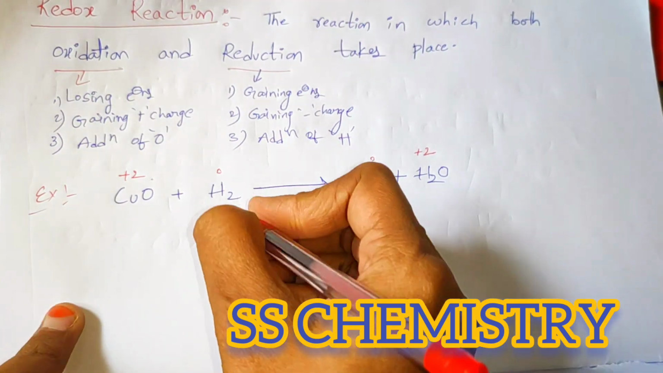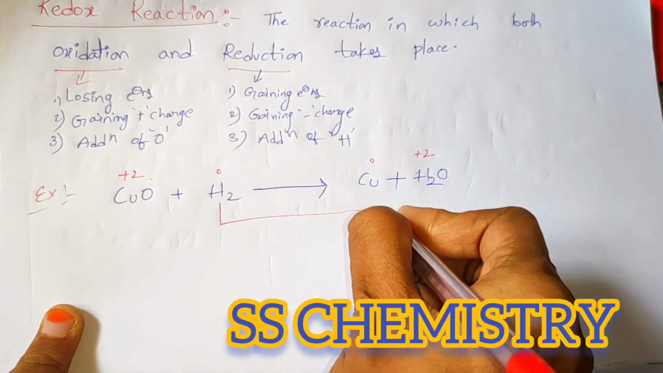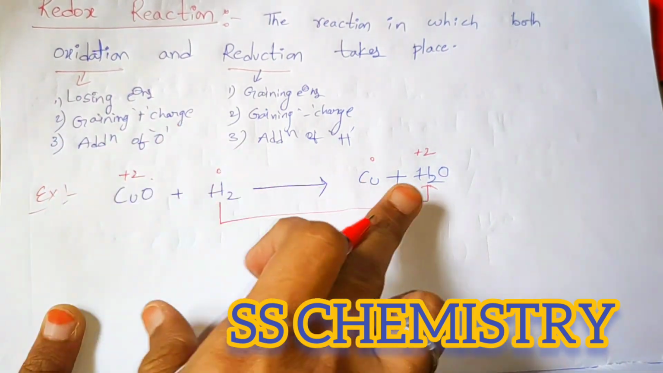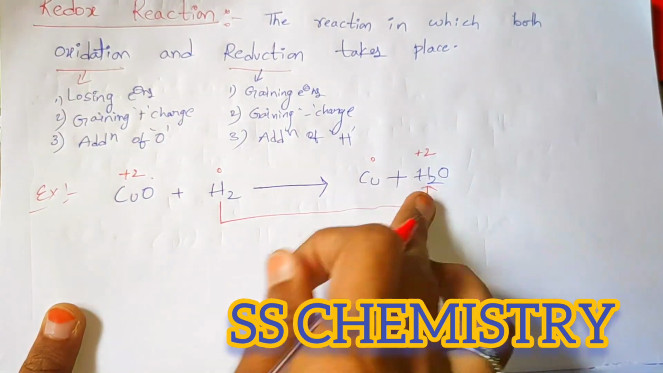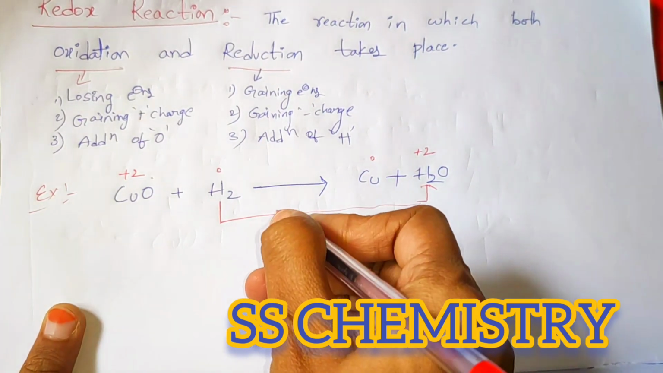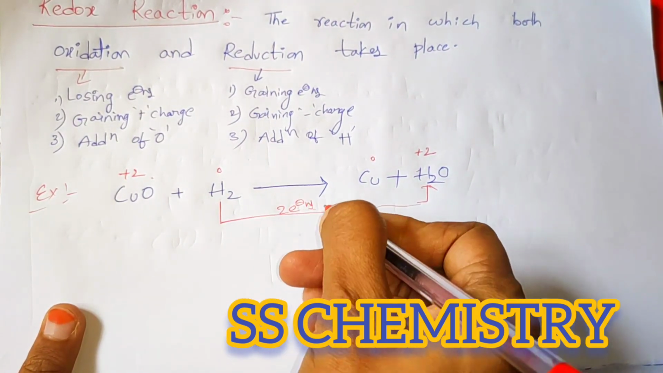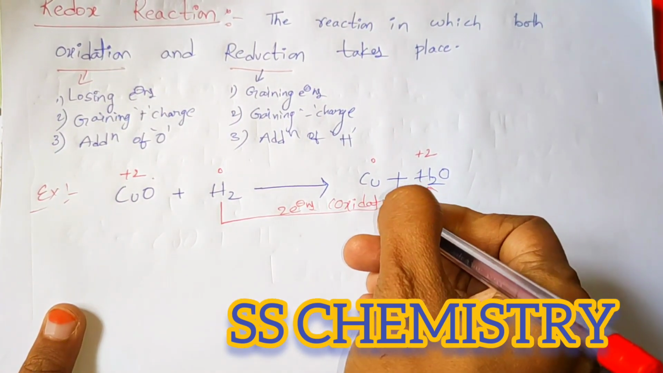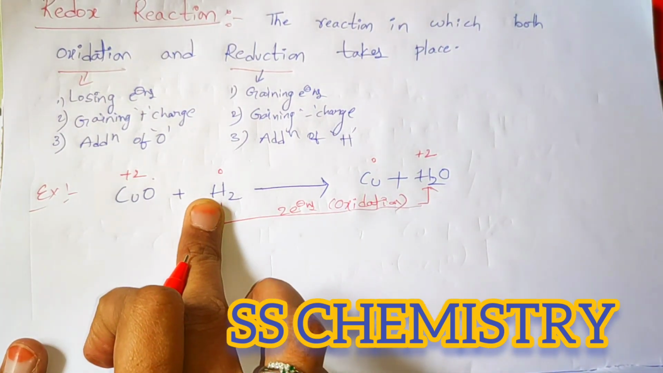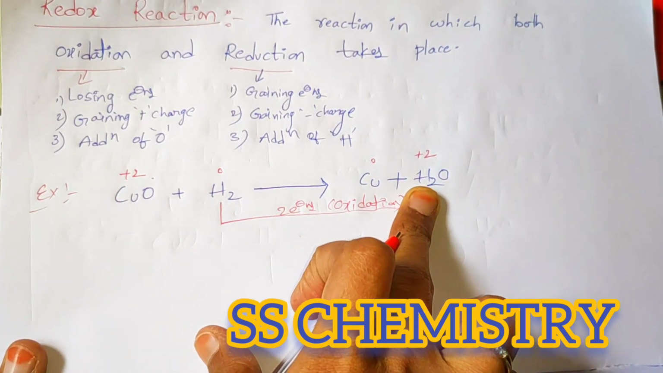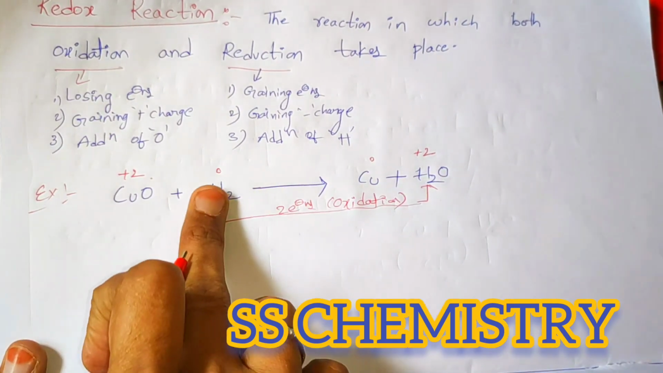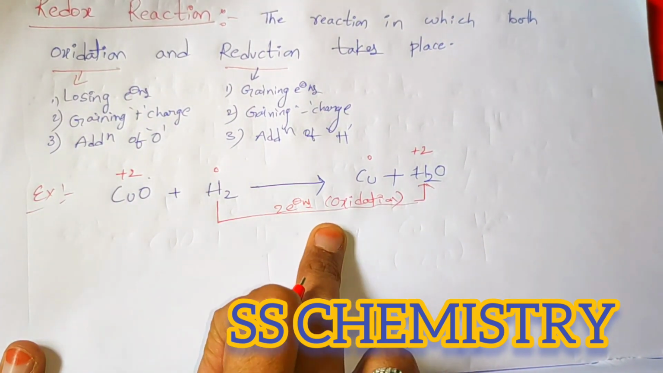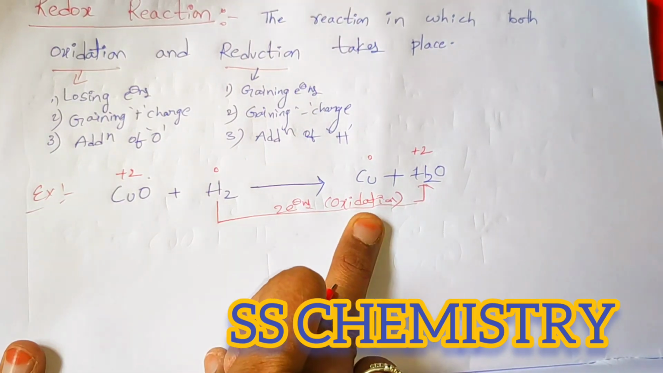So let us see first oxidation, losing of electrons. For the hydrogen molecule, if you observe, 0 changed to +2. Gaining positive charge is nothing but oxidation. How many electrons did it lose? 2 electrons it lost. So it is oxidation. Understood, children, how it happened? Hydrogen is having 0 charge, but in H2O hydrogen is having +2 charge. So 0 to +2 means it increased positive charge, so we say it lost 2 electrons. Losing of electrons is called oxidation.